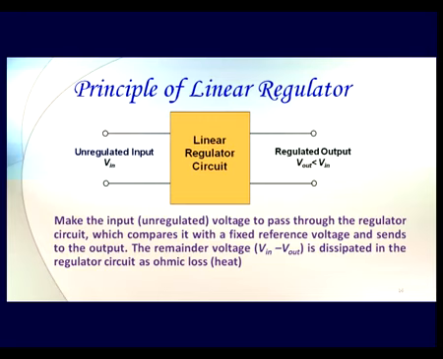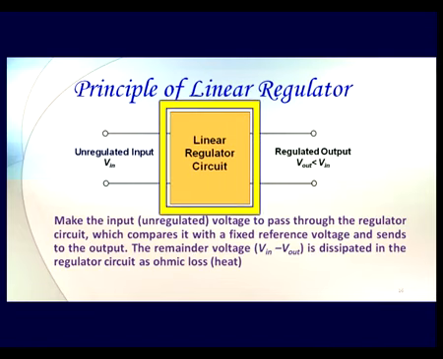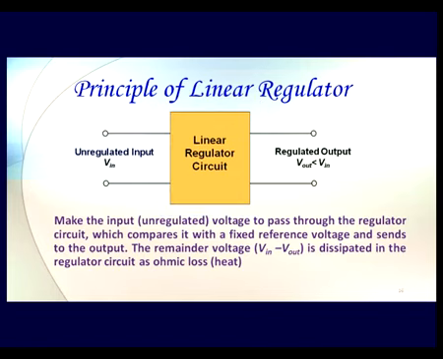What we are doing here is that we make the input unregulated voltage pass through the regulator circuit, and it compares it with a fixed reference voltage, and that fixed reference voltage will determine what output is to be sent to the regulated output. And the excess voltage, that is the difference between the output and the input, is actually dissipated within this circuit as an ohmic loss or in the form of heat. So it is not a very efficient circuit because we are losing power here, but we are getting excellent results about the regulation in this case.